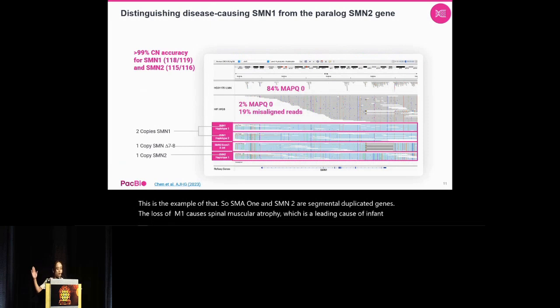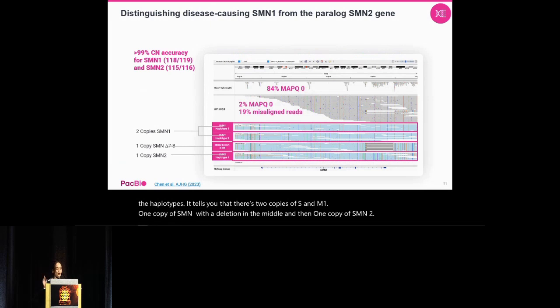If you look at this particular data set with the IGV screenshot, on the top, if you're using short reads, 84% of the reads are ambiguously mapped. If you use long reads, there's still a decent amount of misaligned reads. So instead, if you use Paraphase, it can very clearly distinguish the haplotypes. It tells you that there are 2 copies of SMN1, 1 copy of SMN2 with a deletion in the middle, and then 1 copy of SMN2.